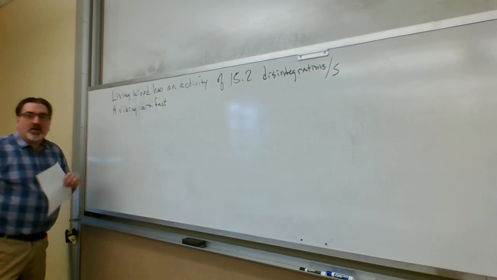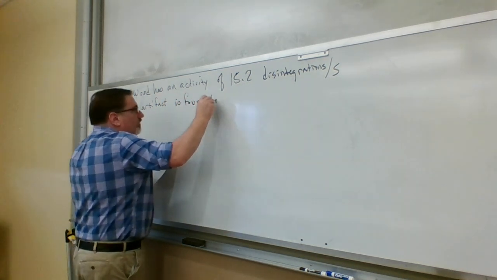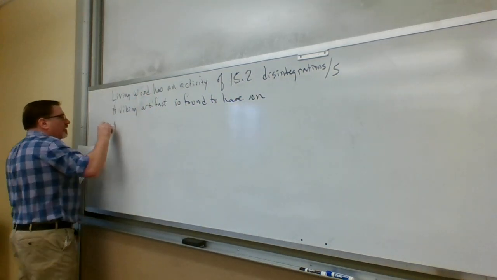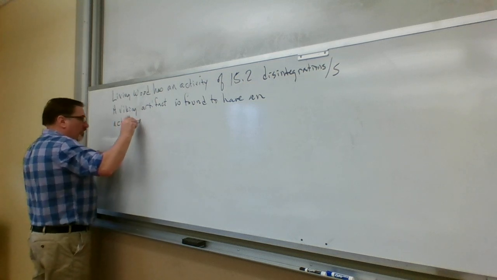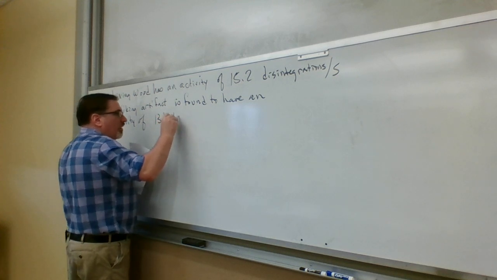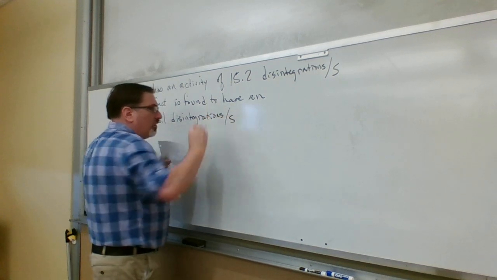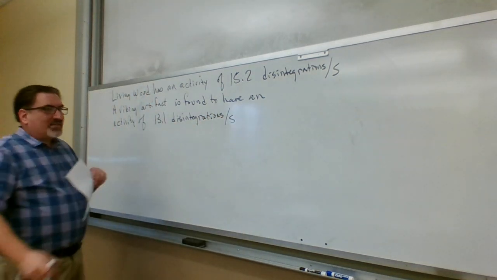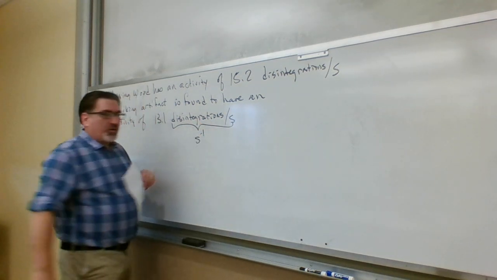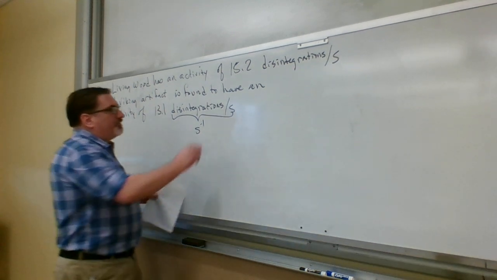And somebody's got a Viking artifact, and it's found to have an activity of 13.1 disintegrations per second. Now, it's not uncommon for this whole thing, disintegrations per second, to be just listed as per second. Okay? So our job is to estimate the age.